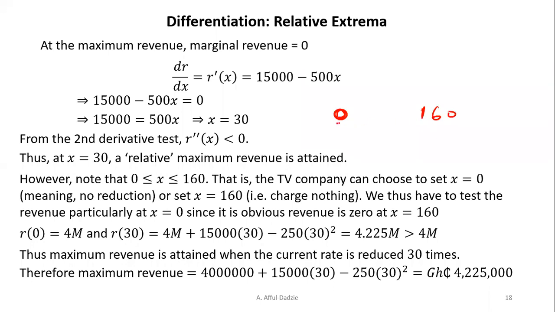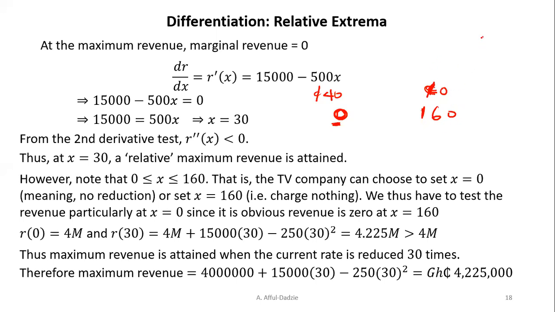Okay, now when x is 0, it means there's no reduction. So at this point, the price is 40 cedis. And when we reduce it 160 times, it means at this point it is free. Everybody can just go and buy the DSTV dish and whatever, just subscribe. Okay, now you all know how I got this.